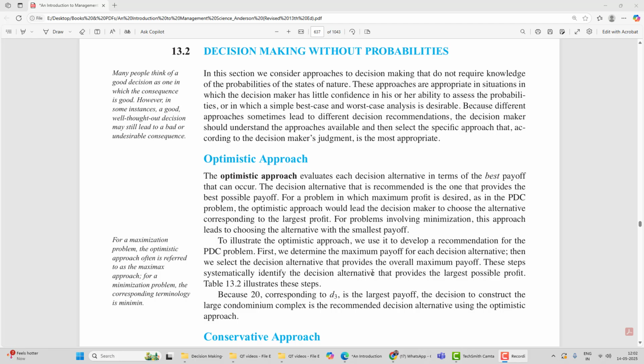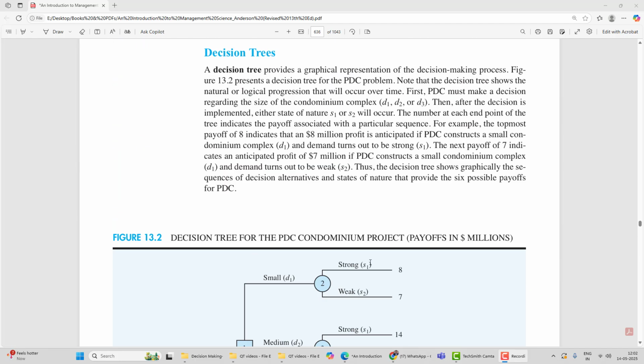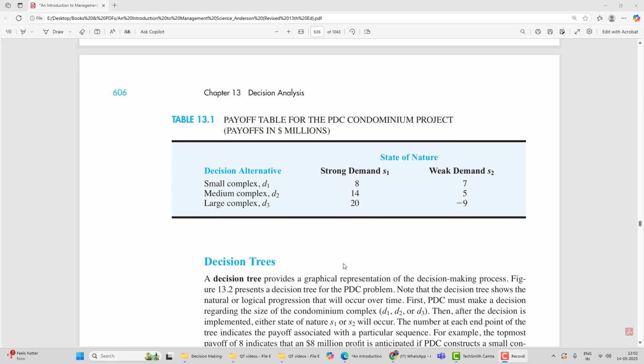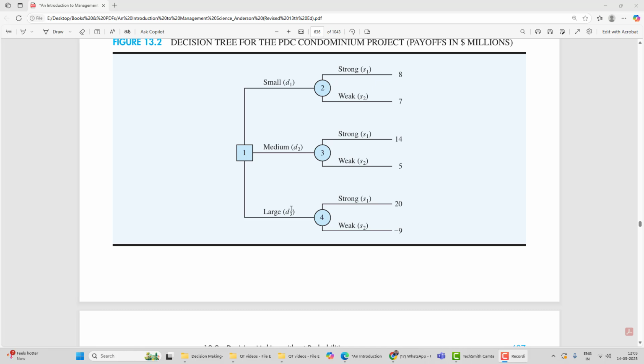Now we are going to solve the PDC problem. PDC problems, which was explained in the first video, where they have three decision alternatives and two states of demand, and this is a payoff table. This can be also represented in terms of decision tree like this.